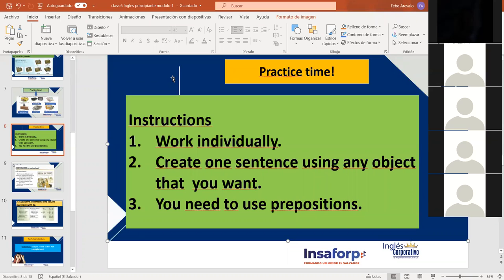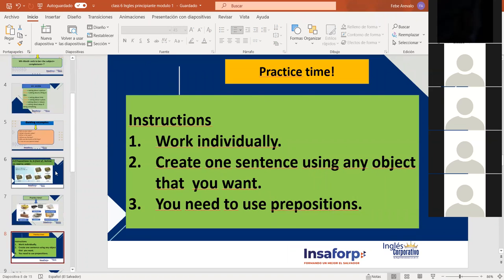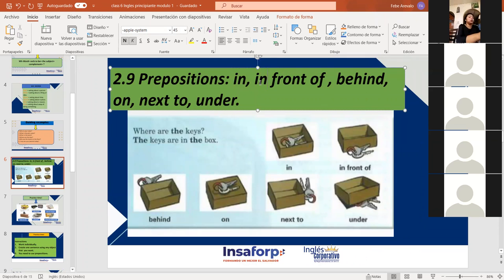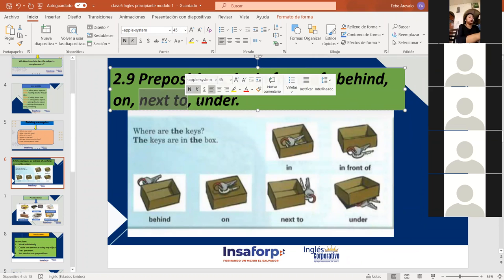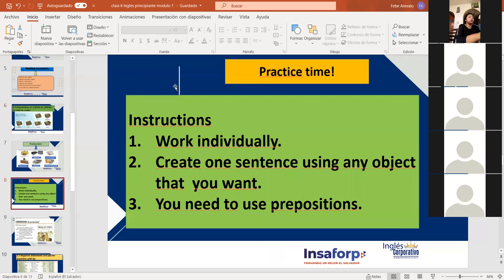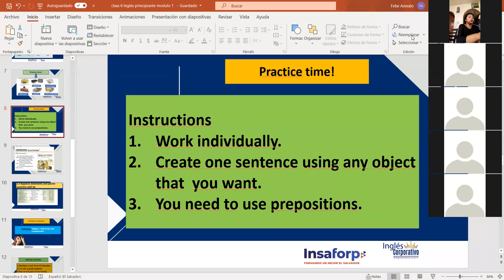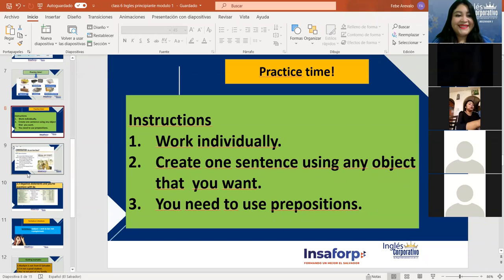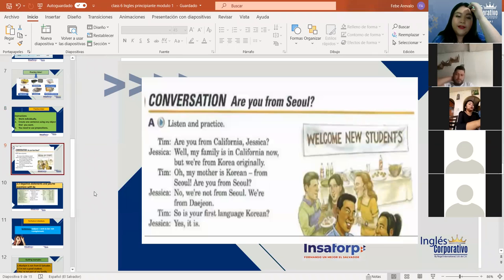This is a golden chain, but estamos utilizando prepositions, prepositions of place. ¿Recuerdan? Estas son las prepositions of place. In front of, behind, on, next to, and under, right? Entonces, su oración tenía que tener una de esas prepositions. No se preocupe, si quiere le doy un poquito más de tiempo para que la complete, right? Excelente, very good. No se preocupen, la verdad es que si son temas que nunca habíamos visto, tenemos que practicar mucho para que se nos quede, right? Por eso tenemos estos practice times.